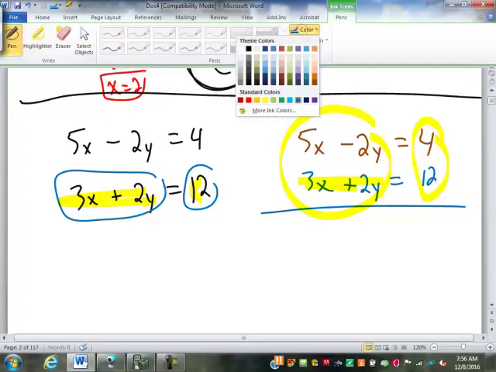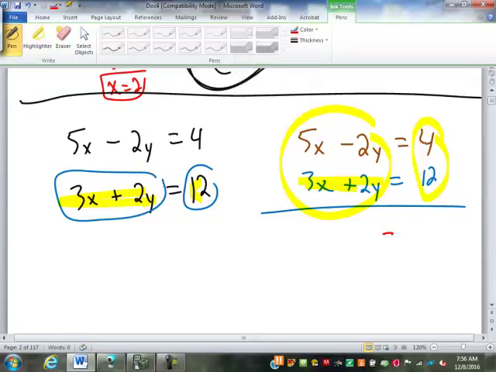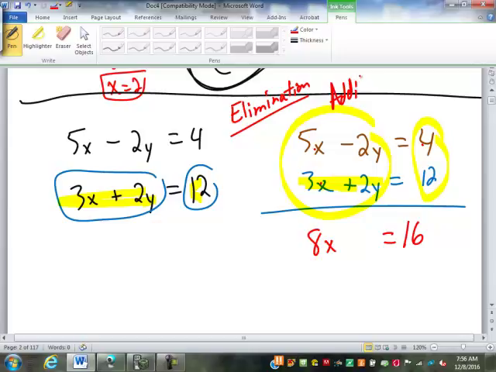So now I can add. Well, 4 plus 12 is 16. On this side, I can only combine the things with the same name. So 5x and 3x make 8x. Negative 2y and positive 2y, 0. They disappear. It's gone. I got rid of one of the variables. This method is what we call, depending on the textbook, some textbooks call it elimination, which is fitting because I eliminated one of the variables, or addition.